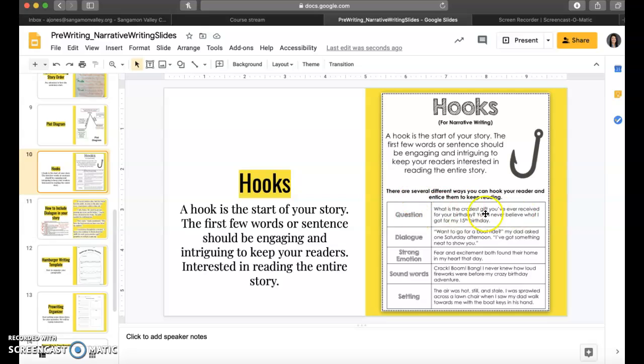A question hook is kind of like the most basic form. A dialogue hook goes straight into someone talking. Strong emotion appeals to the reader's emotional side. Sound words like crack, boom, bang, those are a good way to hook a reader. And then setting, a really great description of the setting is a good way to hook a reader.